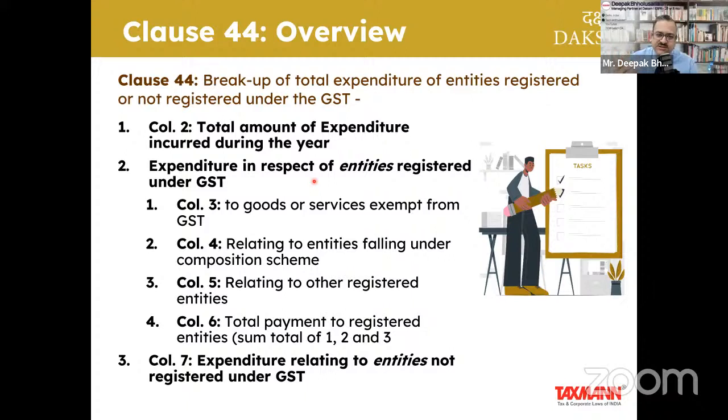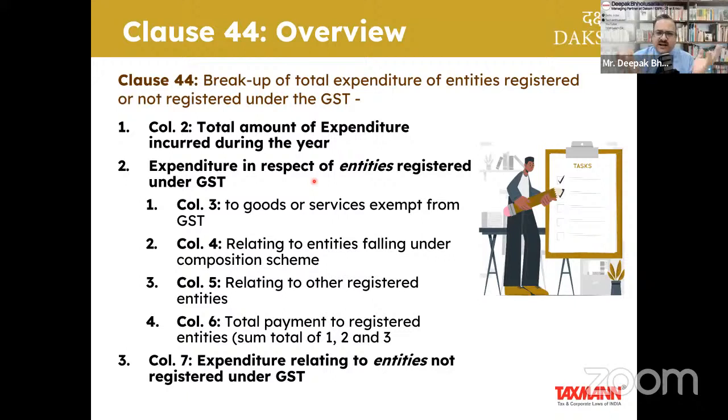But what kind of expenditure? Expenditure in respect of entities registered under GST in relation to goods or services exempt from GST. Then an expenditure in relation to entities which are registered under GST, but under the composition scheme of GST. And third, the rest of the amount, right? So let's say there is a total expenditure of 500 rupees. Out of those 500, you have to segregate what amount is in relation to suppliers who are not registered under GST, and what amount is in relation to suppliers who are registered under GST, right?